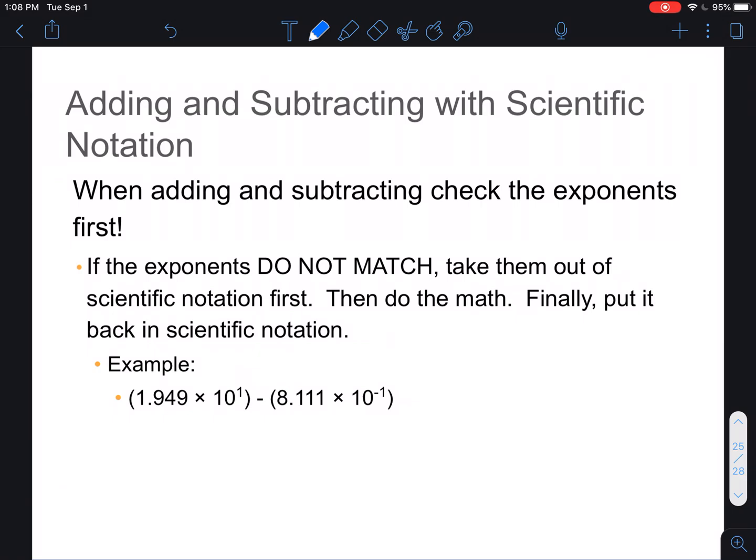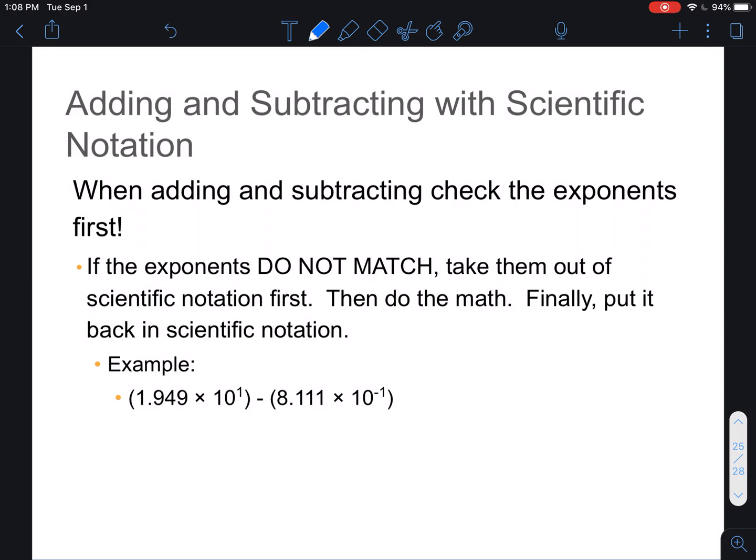Now, sometimes the exponents are not going to be the same because we don't live in a perfect world, do we? So what you do in that case is two options. You could take both numbers completely out of scientific notation into standard notation, perform the math, and then put your final answer back into scientific notation. Or you can just match the numbers so that both of them do have the same exponent. And what you would have to do is take one of the numbers out of proper scientific notation.